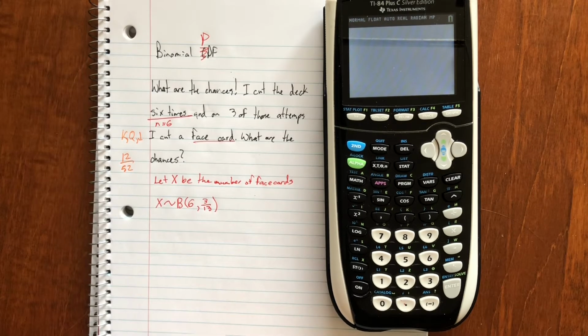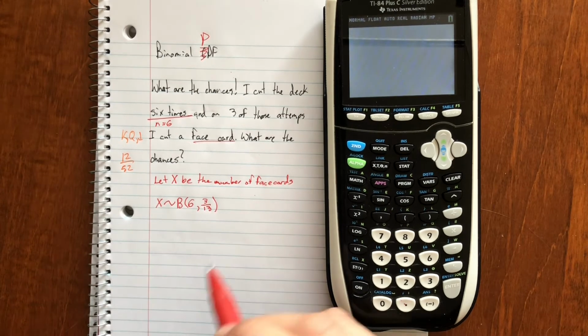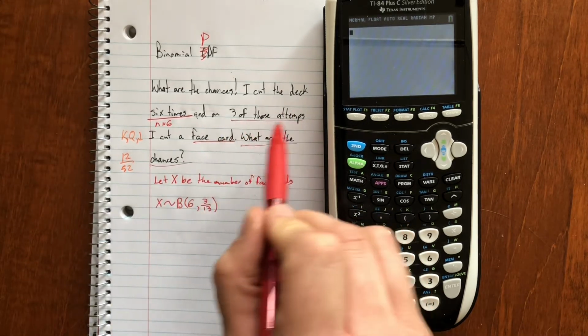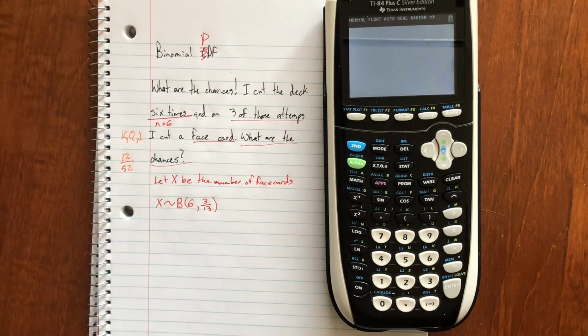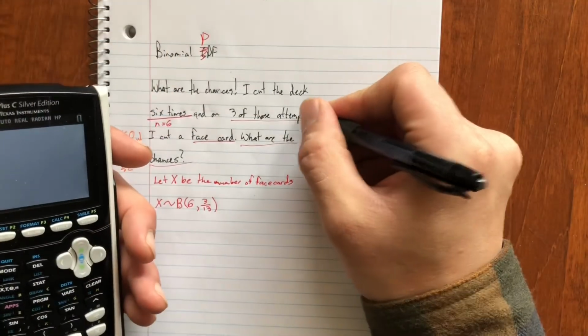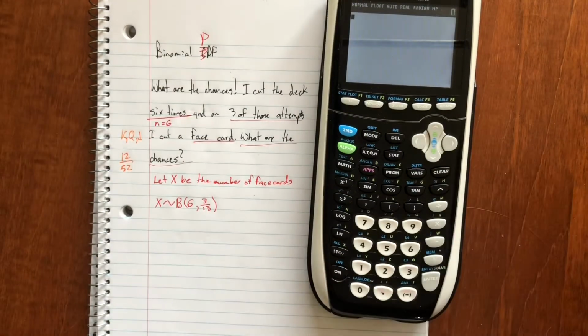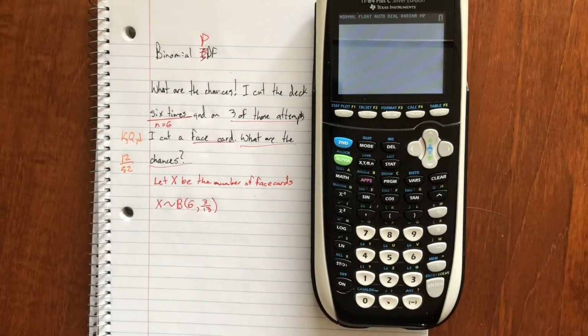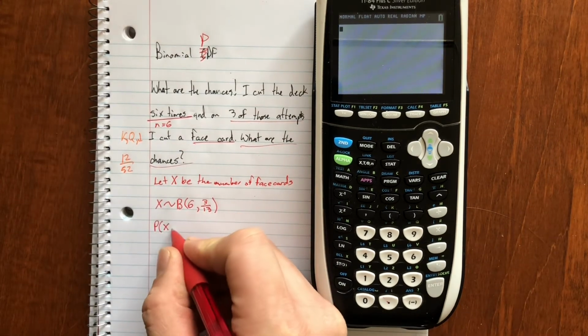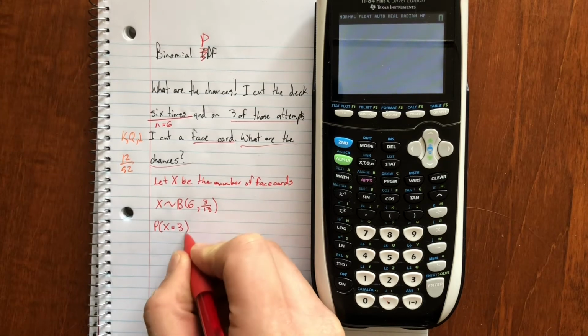Now I don't need to make a distribution chart. I don't need to show all of the possible probabilities for 1, 2, 3, 4, 5, and 6 because I'm just asked for the chances of 3 attempts. So 3 attempts, attempt, that's a funny spelling mistake. Attempts has a T. So what I actually need to calculate is the probability that big X is equal to 3.